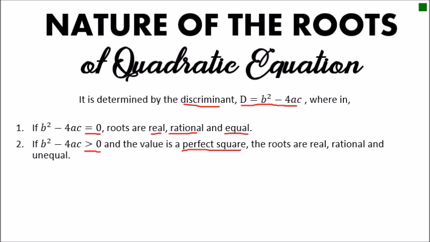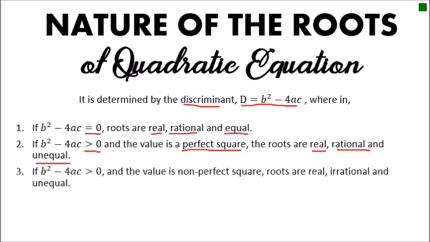Okay? So, again, pag ang discriminant mo ay greater than 0 and a perfect square, ang roots niya ay real, rational, and unequal. So, magiging unequal siya kasi ang ating perfect square, ang mga radicals natin, may dalawang sagot. Okay, it is positive and negative. So, automatic unequal sila.